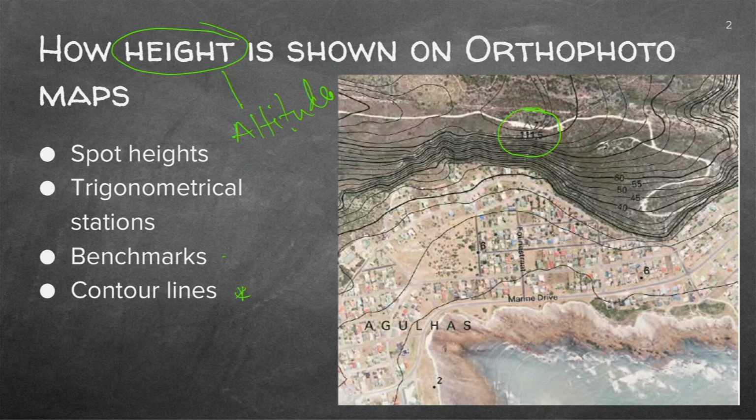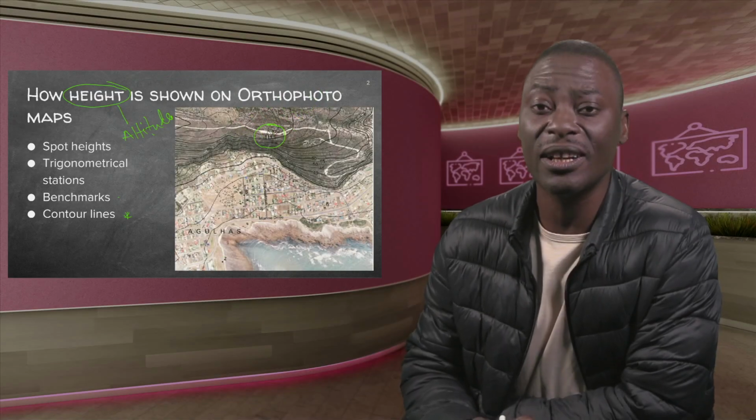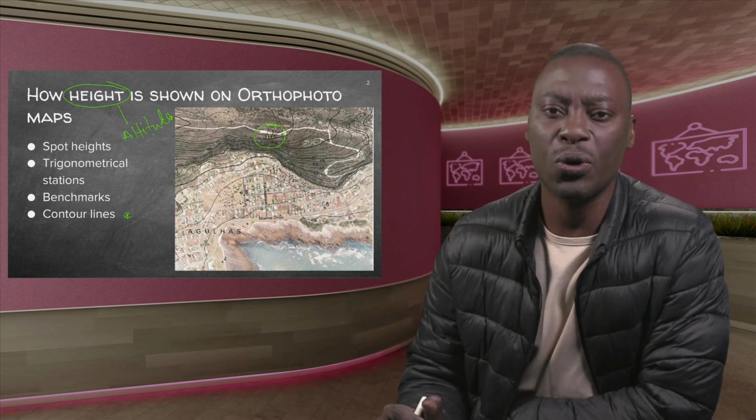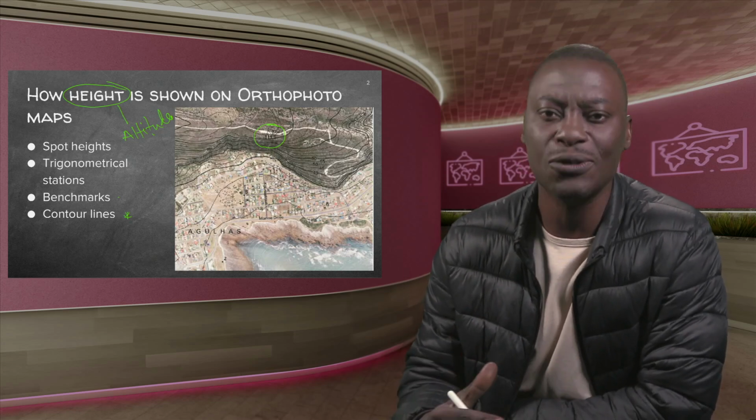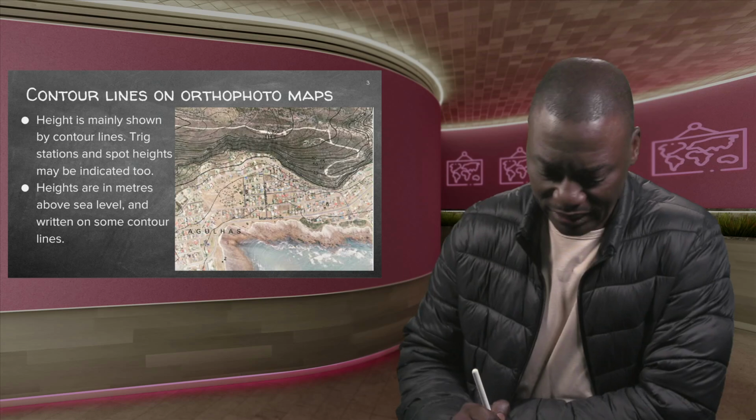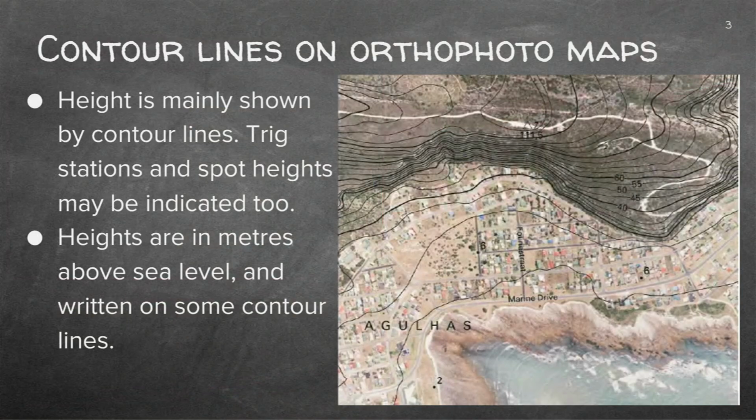Remember, I told you that orthophoto maps are vertical aerial photographs that have contour lines superimposed on them. So we're going to see how to read contour lines and how to understand them on orthophoto maps. So contour lines are the major instrument by which we show or indicate height on an orthophoto map. All right. And remember that the heights that are indicated by contour lines are in meters above sea level, right?